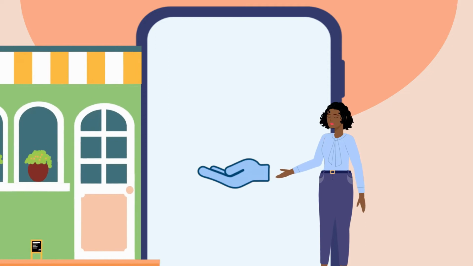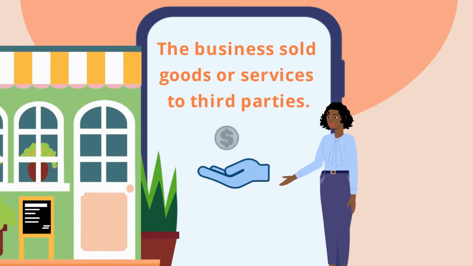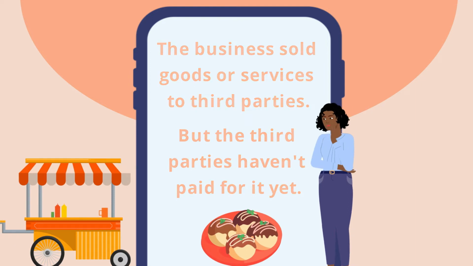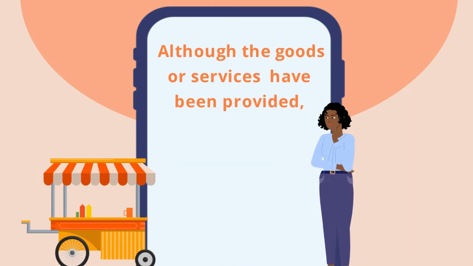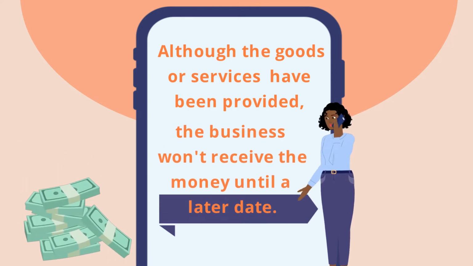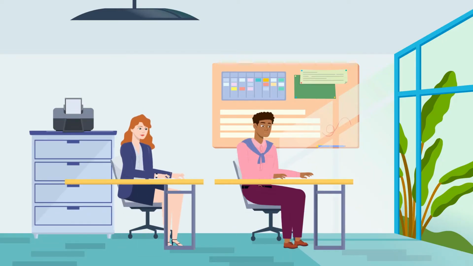Usually, the money is owed because the business sold goods or services to third parties, but the third parties haven't paid for it yet. So, although the goods or services have been provided, the business won't receive the money until a later date. Let's say you work for an accounting firm.